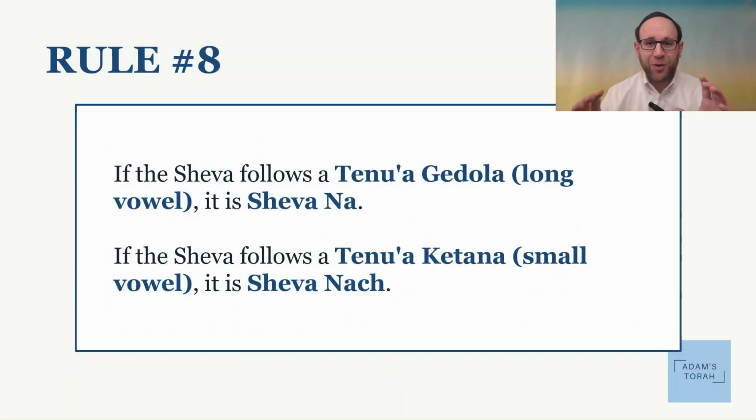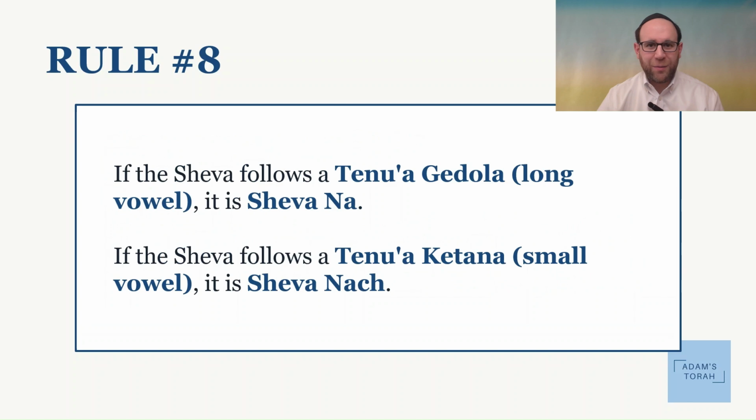Recall in our last video, we learned about two groups of vowels, long vowels or Tenu'ah Gedolot, and short vowels, or Tenu'ah Ketanot. Today we're going to take that information and use it to learn rule number 8. Rule number 8 is that if you have a Sheva that follows a Tenu'ah Gedolah, or a long vowel, that is a Sheva Na. It's pronounced. And if you have a Sheva that follows a Tenu'ah Ketanah, or a small vowel, that is a Sheva Nach.